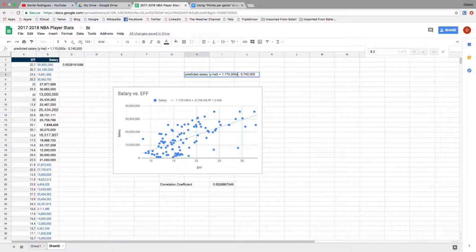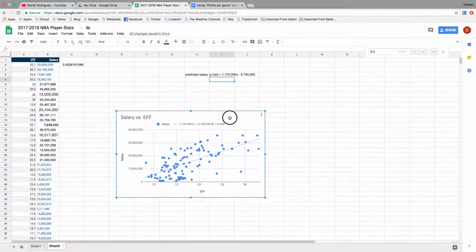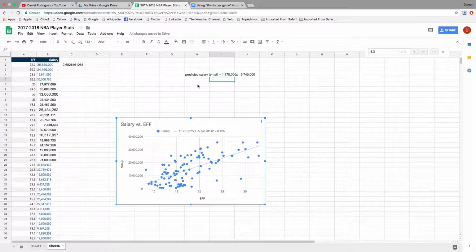So this number is actually 5.74 million. So our predicted salary, y hat, equals 1.17 million, or 1,170,000 times X, which is the efficiency, minus 5,740,000. So I'm going to use this equation to find J.R. Smith's predicted salary, given his efficiency. So his predicted J.R. salary equals 1,170,000 times his efficiency, and his efficiency is 8.3. Times 8.3.